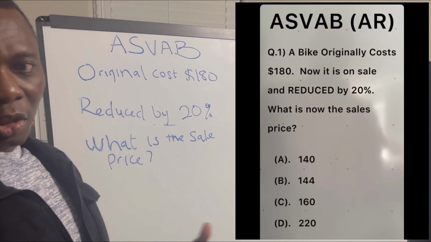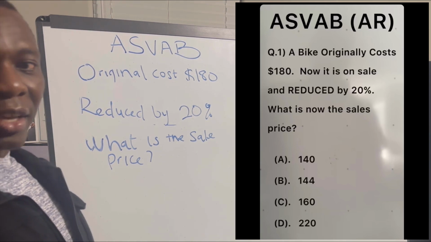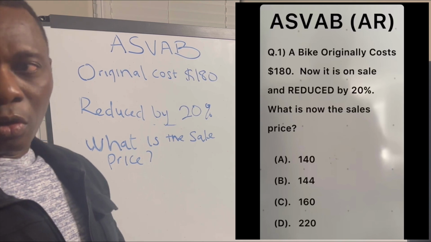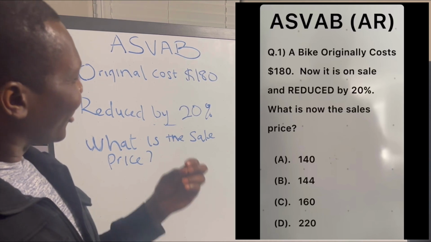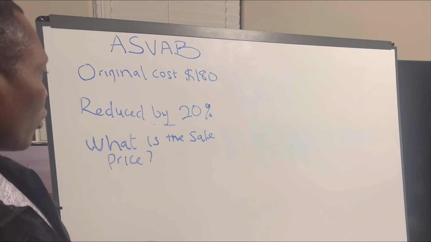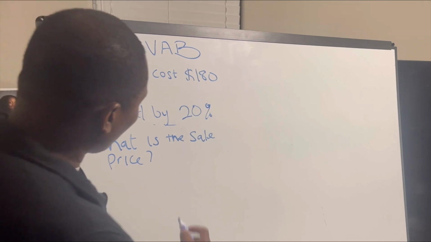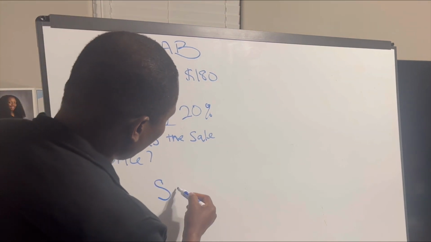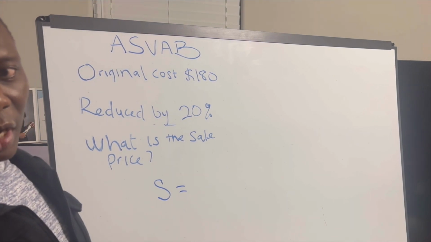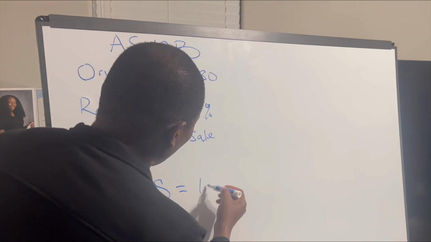So the question here is, a bike originally cost $180. And when the bike is on sale, right, you go to the store, the bike is on sale and it is reduced by 20%. They're asking for the new sales price. So this is how we get that. Sales price. So the sales price, what we know is original cost price. And what is that? 180. Thank you. $180.